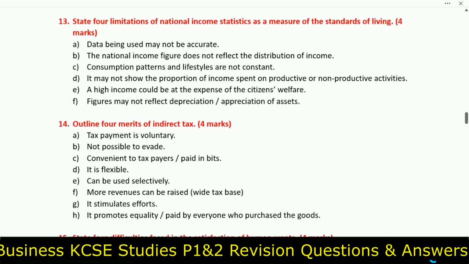Next, consumption pattern and lifestyles are not constant. Next, it may not show the proportion of income spent on productive or non-productive activities. Next, a high income could be at the expense of the citizens' welfare. Next, figures may not reflect depreciation and appreciation of assets.